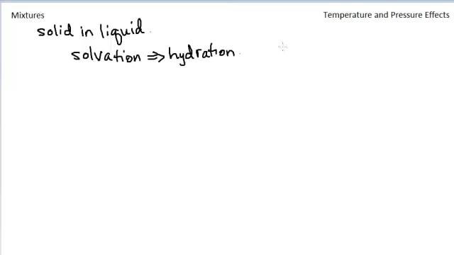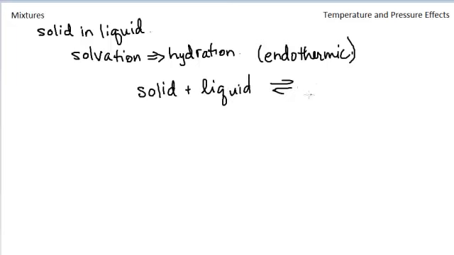And in general, although there are some exceptions, the process of hydration is endothermic. What that means is the process of dissolving, of taking the solid and the liquid separately, the equilibrium process, because all processes are equilibrium processes, is endothermic, which means heat is added for this process to go. Again, there are some exceptions. There are some solvation processes that are exothermic, but by and large most of them are endothermic.